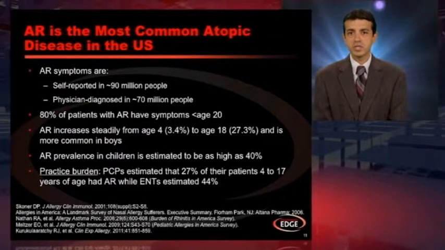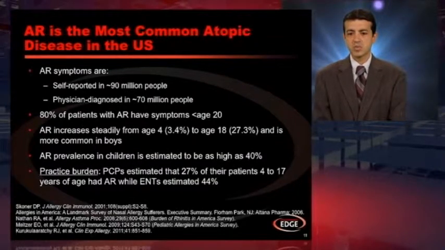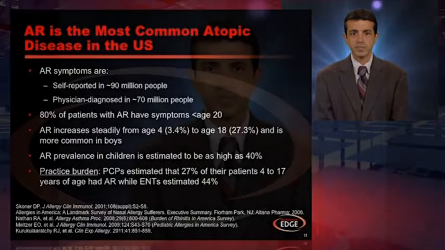When we look at physician-diagnosed AR, approximately 70 million people. As mentioned previously, 80% of patients with AR develop their disease under the age of 20. However, 20% develop it in adulthood. AR increases steadily from age 4 to age 18 and is more common in boys in those early years. And when we look from a practice burden standpoint, PCPs estimate that 27% of their patients ages 4 to 17 years had AR, while ENTs estimated up to 44%. Quite a significant socioeconomic burden.